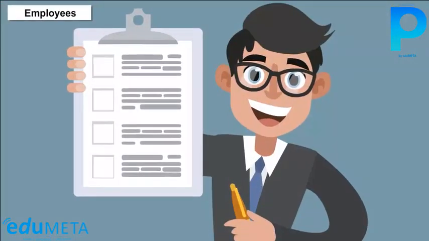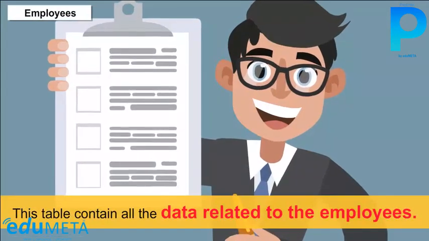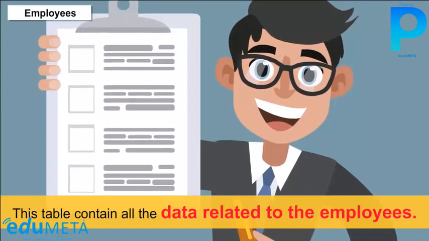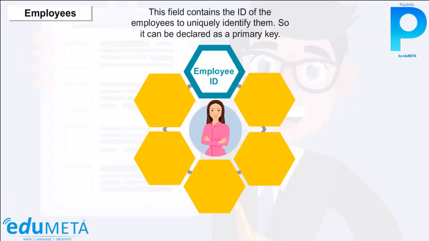C. Employees. This table contains all the data related to the employees. The column would be Employee ID. This field contains the ID of the employees to uniquely identify them. So it can be declared as a primary key.